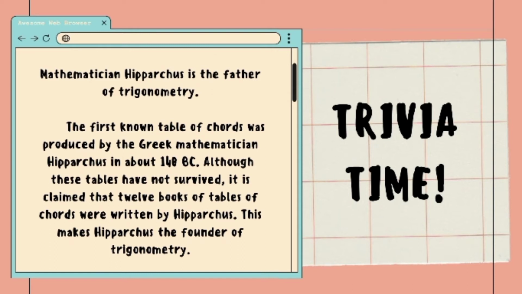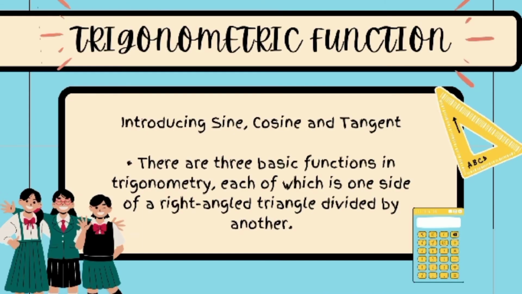Mathematician Hipparchus is the father of trigonometry. The first known table of chords was produced by the Greek mathematician Hipparchus in about 148 BC. Although these tables have not survived, it is claimed that 12 books of tables of chords were written by Hipparchus, and this makes Hipparchus the founder of trigonometry. So now, let's move on to trigonometric functions.